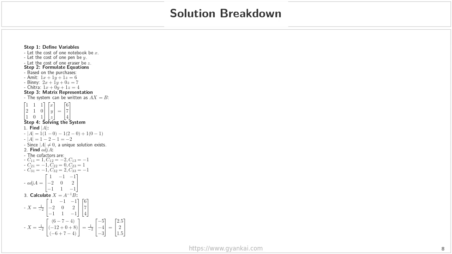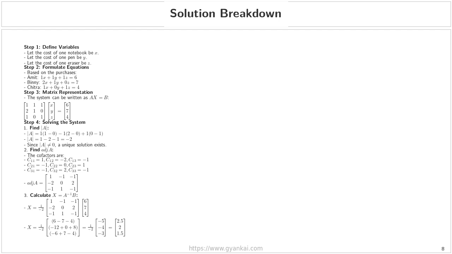Finally, we calculate x using the formula x equals A inverse, which is 1 over the determinant, times the adjoint, all multiplied by matrix B. When we multiply the adjoint matrix by our constant matrix B, we perform the dot product for each row. This gives us a new column where the first element is 6 minus 7 minus 4, which is -5. The second is -12 plus 0 plus 8, which is -4, and the third is -6 plus 7 minus 4, which is -3. We then multiply this entire column by 1 over -2.